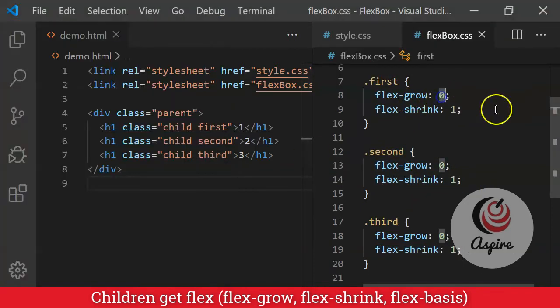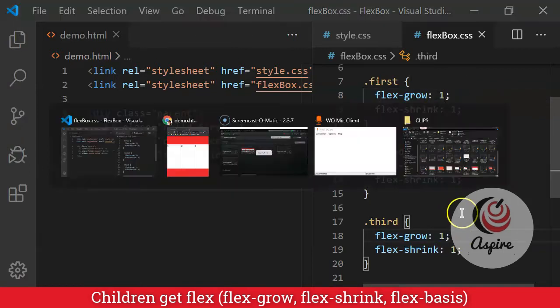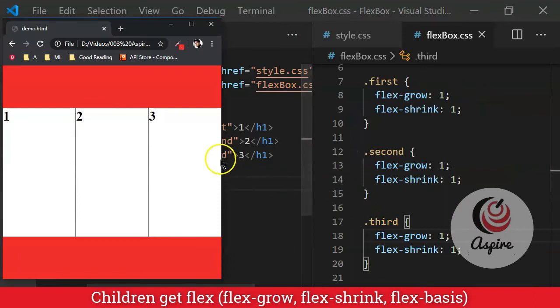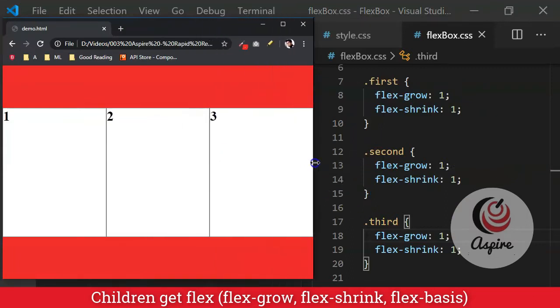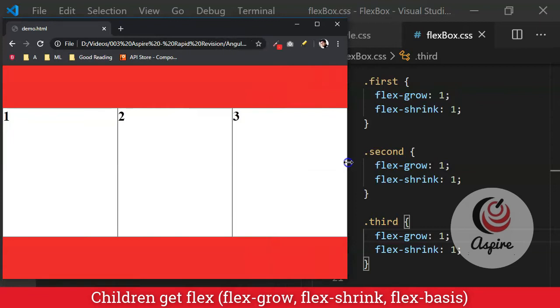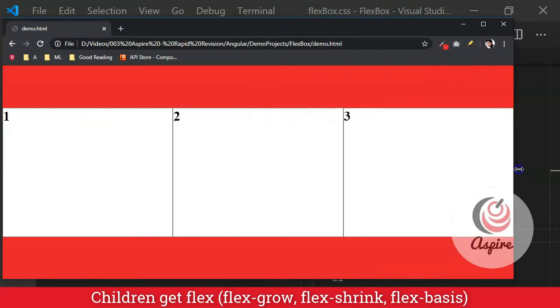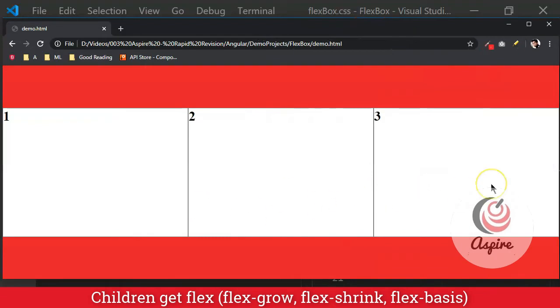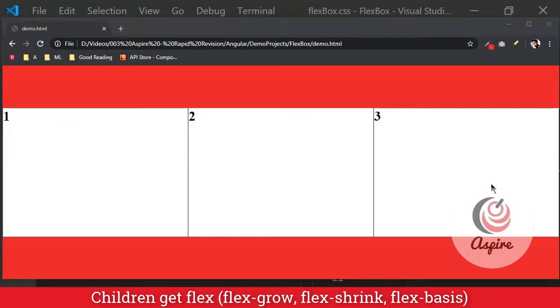Now let us say that flex-grow is given some value, let us say 1. Okay, so all of them will grow at the same rate. Now if I reload the page, now when I go to this length, neither growth is there nor shrinkage is there. Now if I go beyond this, then all of them grow and all of them grow equally. Okay, none of them is growing greater than the other. They are all growing at the equal rate.